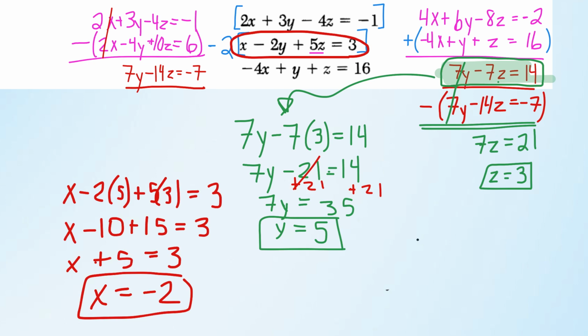So there you have it. We've now solved our system of equations. We've got x equals negative 2, y equals 5, and z equals 3.